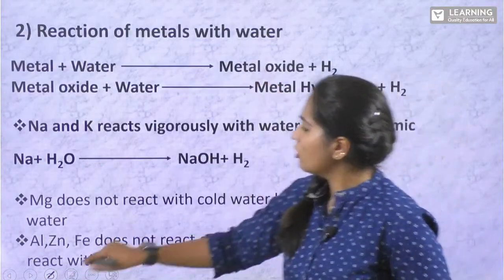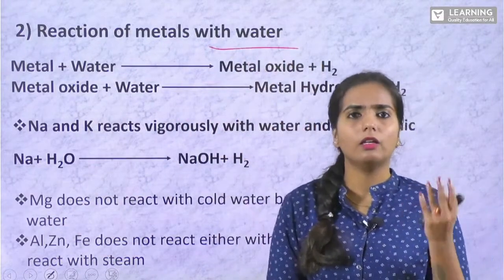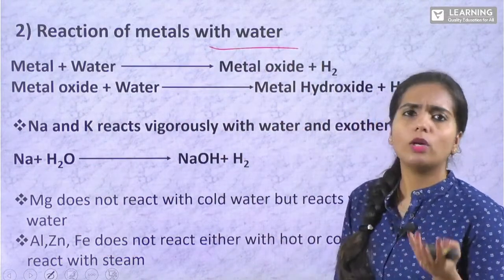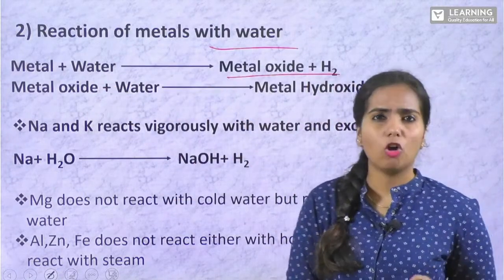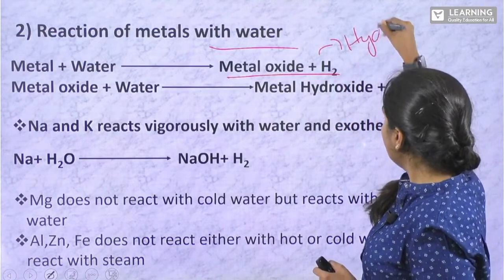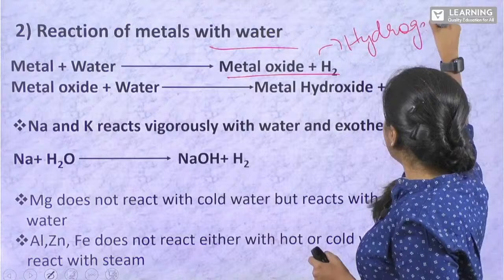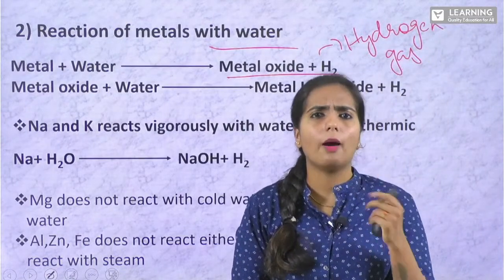Moving on, reaction of metal with water. Now, air we are done. Now we will go to water. So what is the general equation here? Metal plus water gives metal oxide with the liberation of hydrogen gas. So the liberation of hydrogen gas is happening here with the formation of metal oxide.